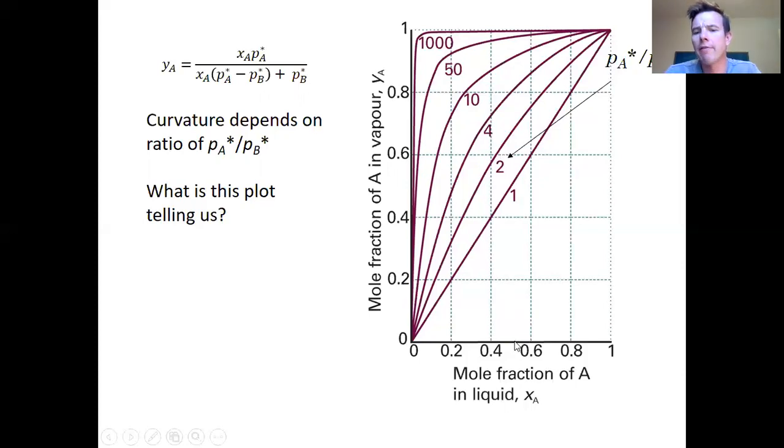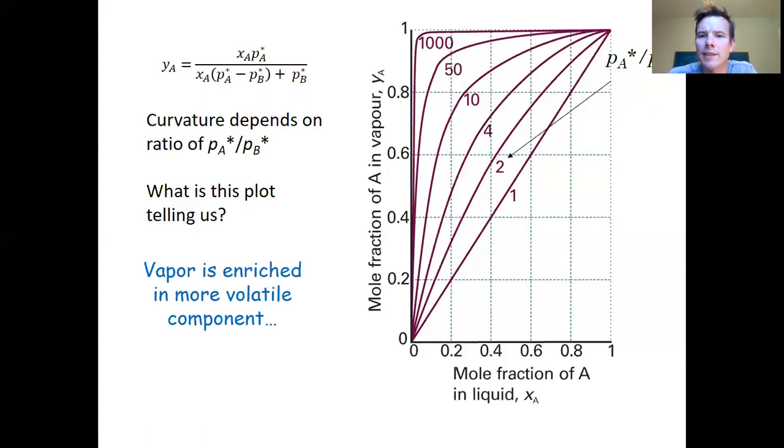Imagine I have a 50-50 mixture of some liquid. If the vapor pressures are equal, you can imagine doing that Raoult's law plot, but the mole fraction in the gas phase has to be exactly what it is in the liquid phase. It's sort of a simple consequence of the fact that these are identical. However, if the vapor pressure of pure A is greater than B, imagine it's twice as big, what you will find is that although the liquid is 50% A, the vapor is 65% A. It's bigger.